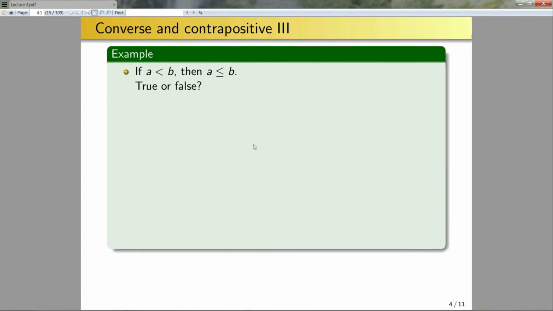So take some time, think for yourself. Is it true or is it false? Well, it's a true statement, right? If A is less than B, then obviously A is going to be less than or equal to B because the conclusion is more strict than the hypothesis.